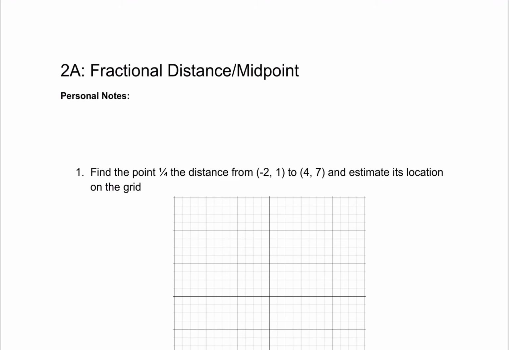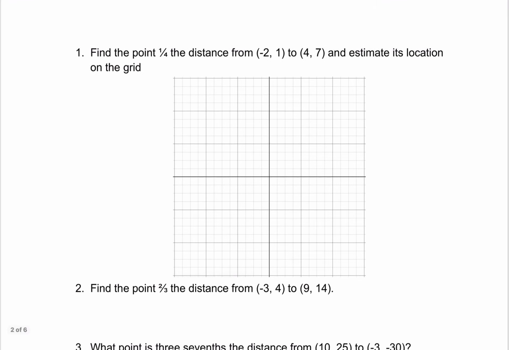Alright, so for page 2a, we're looking at mostly fractional distance. Same stuff we've been doing, except now we're doing it in 2 dimensions. So in blue, I'll do my x direction, and in red, we'll have the y direction. In blue over here for the x, if I first plotted my points, I'm literally looking at negative 2, 1, which is right here, all the way over to 4, 7, up here at the top.